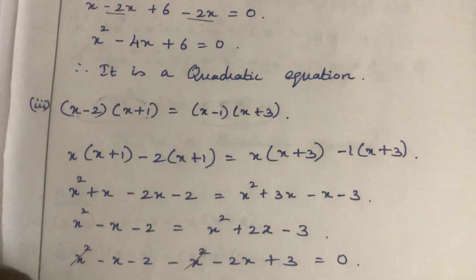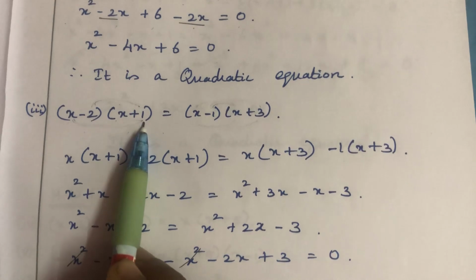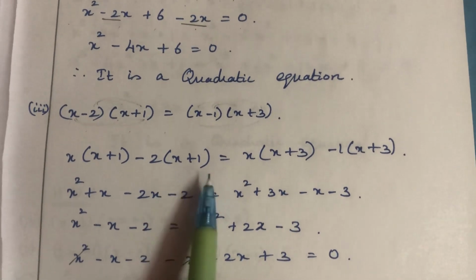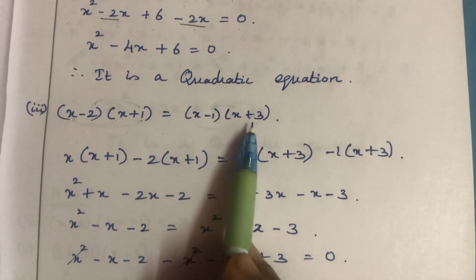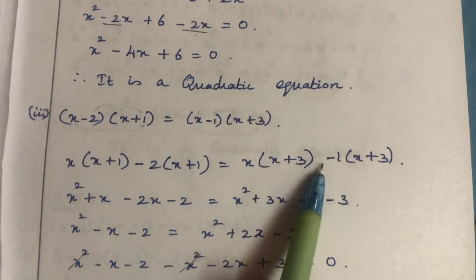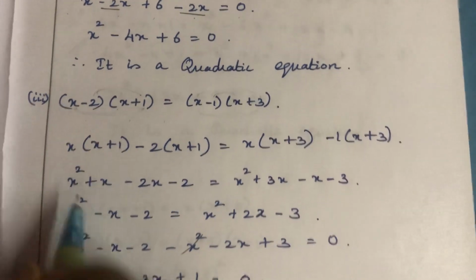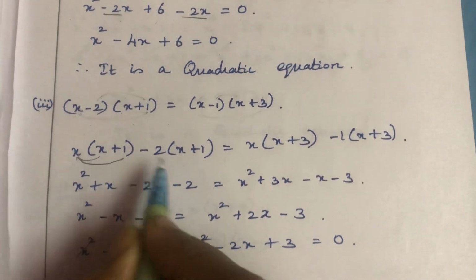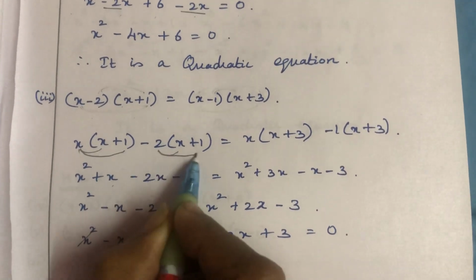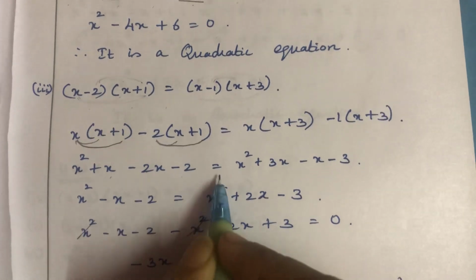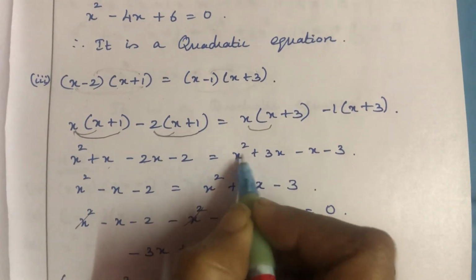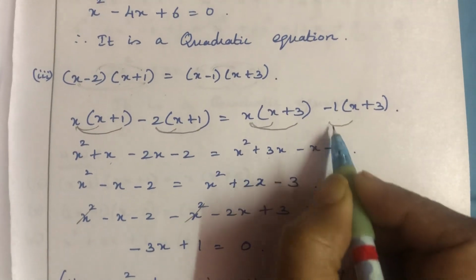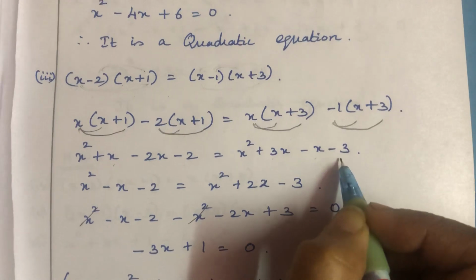Now we are multiplying x into this entire term x plus 1, minus 2 into this entire term x plus 1, equal to x into this entire term x plus 3, minus 1 into x plus 3. Now again multiplying x into x square, and this is x, minus 2x, minus 2 into 1 is minus 2, equal to x into x square, x into 3 is 3x, minus 1 into x is minus x, minus 1 into plus 3 is minus 3.